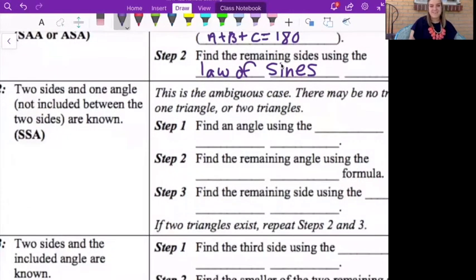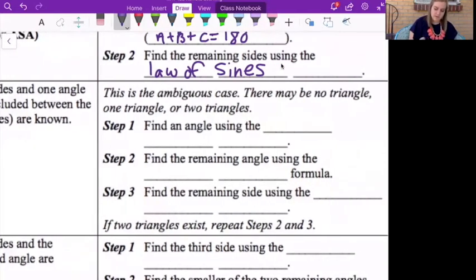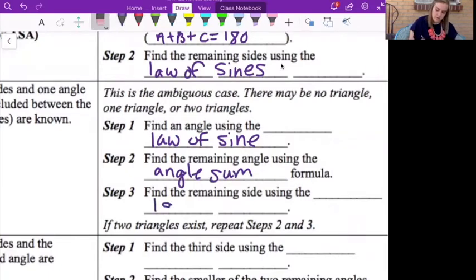Then if we have our SSA, that's what we talked about in 7.2, our ambiguous case. This we would use law of sines to find our other angle. And then we would use the angle sum to find our third angle. And then to find our last side, we would use law of sines.